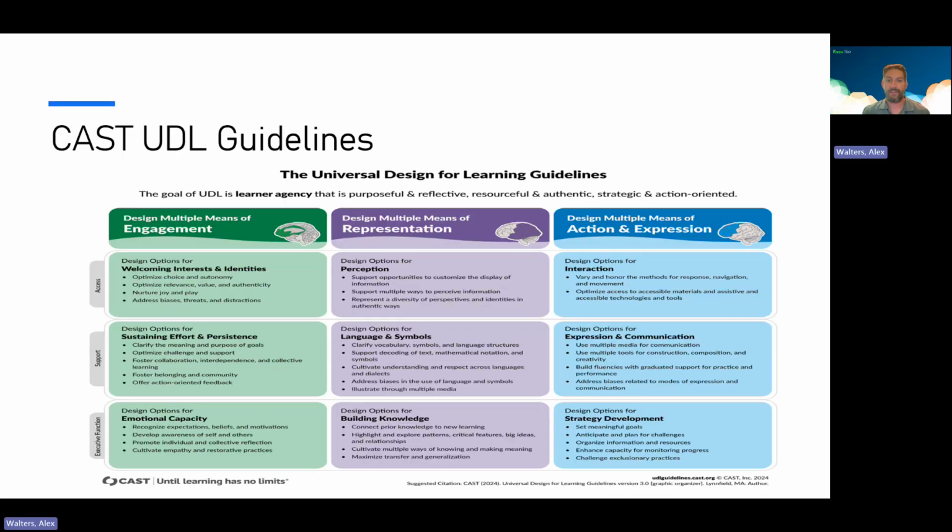So the CAST UDL guidelines are organized around three core principles: engagement, the why of learning, how we motivate and sustain interest; representation, the what of learning, how we present our information and content; and then action and expression, the how of learning, how students demonstrate what they know. These principles are supported by checkpoints that offer specific strategies. You do not have to use them all. Start with one or two that make sense for your course and build from there.